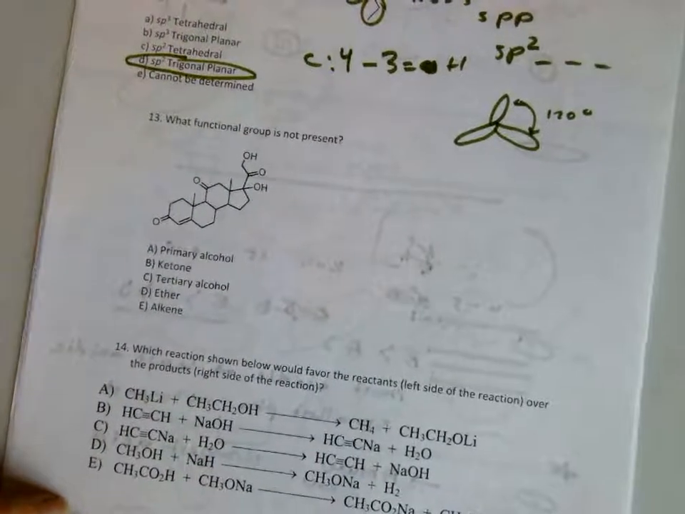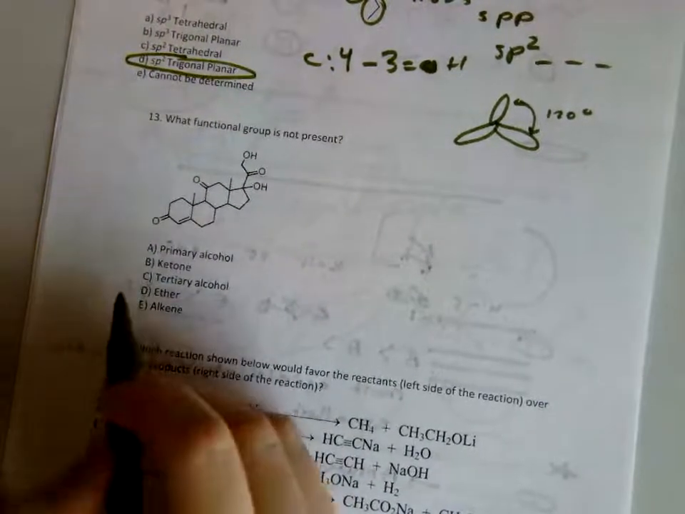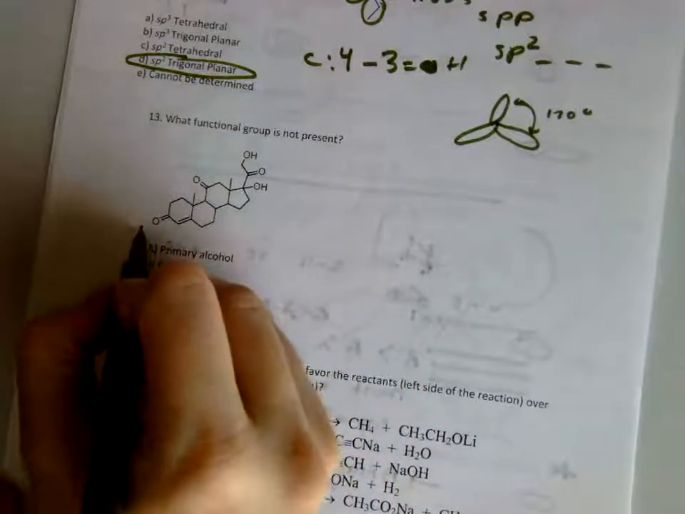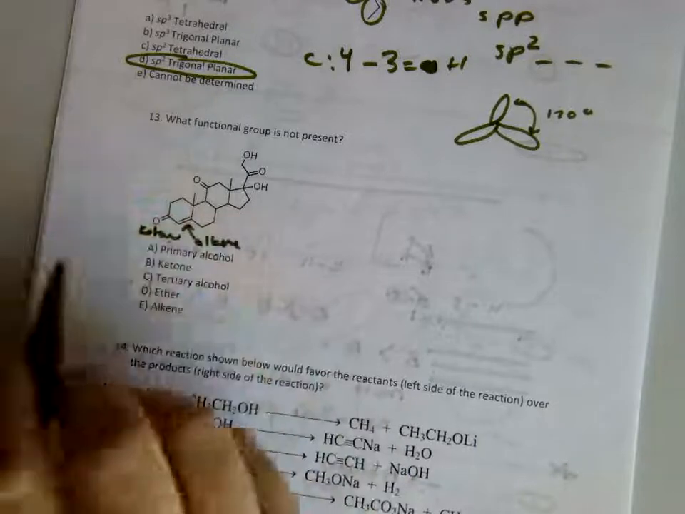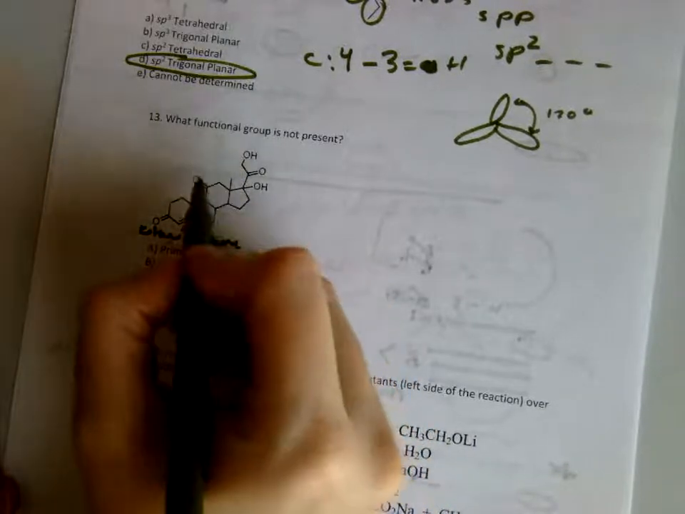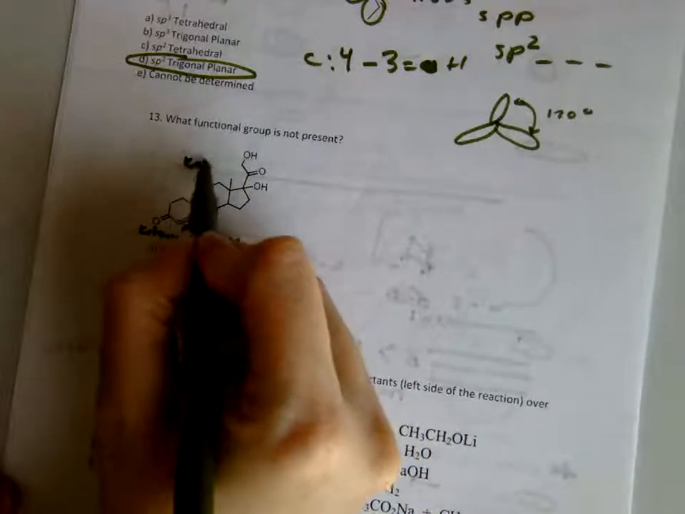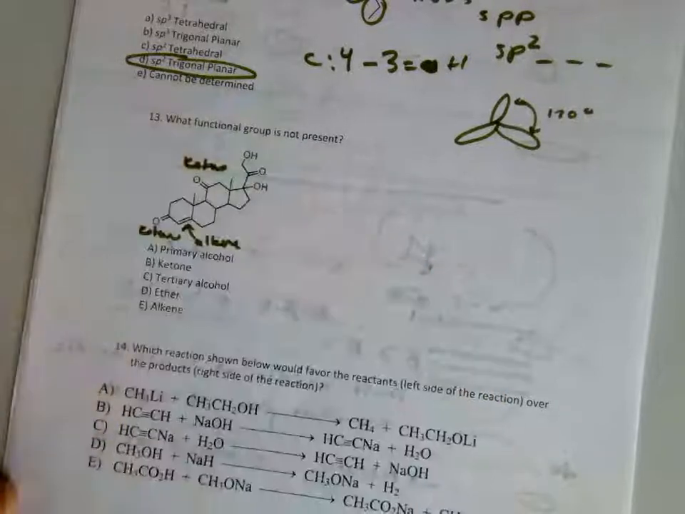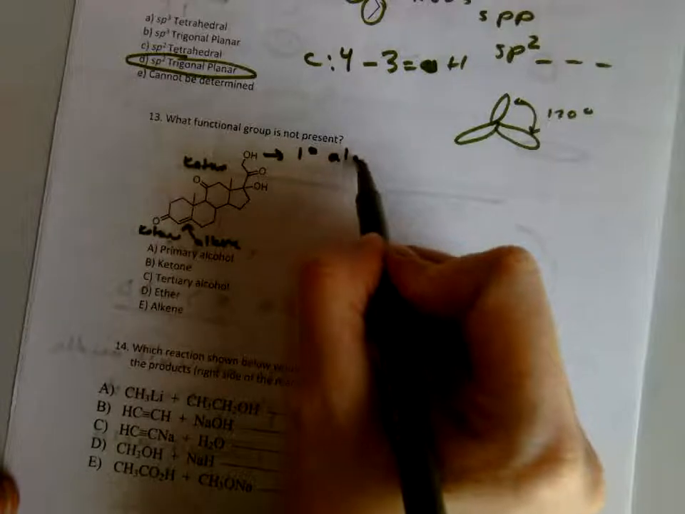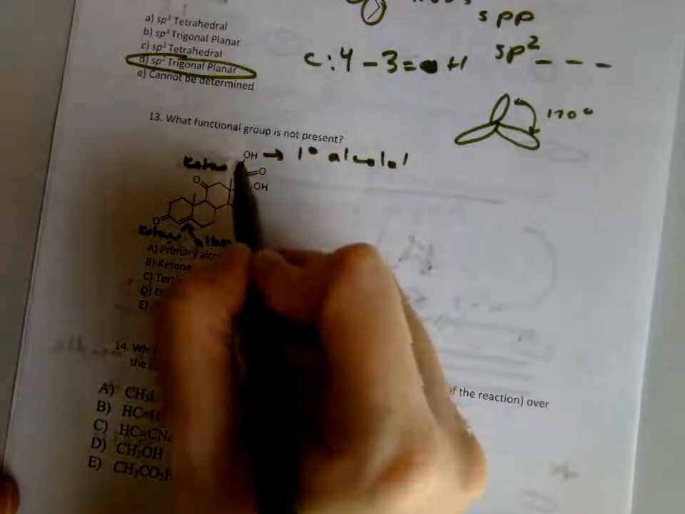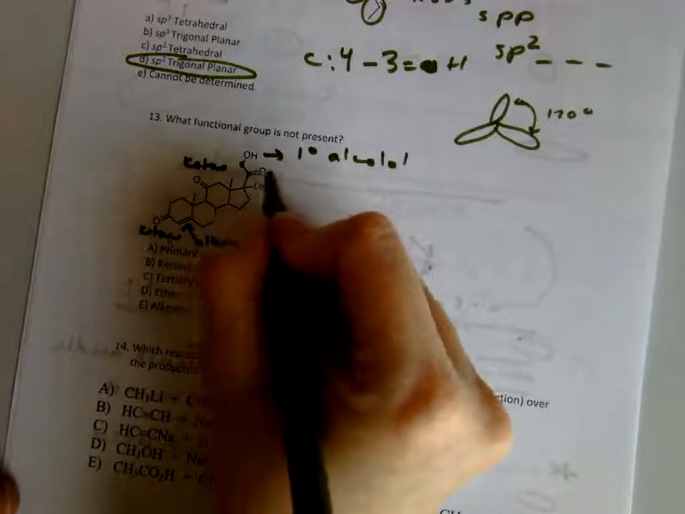What functional group is not present? Okay, well, before I look at my answers, I'm going to say this is a ketone. This is an alkene, although technically, is that a functional group? Sort of. It's like a gray area. This is a ketone. This almost got me. This looks like a carboxylic acid, but this is a primary alcohol. It's actually attached to this carbon here, and then this is a ketone.